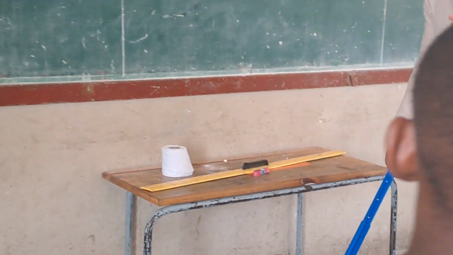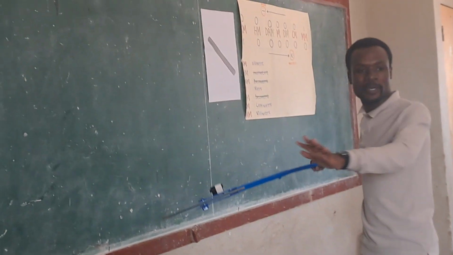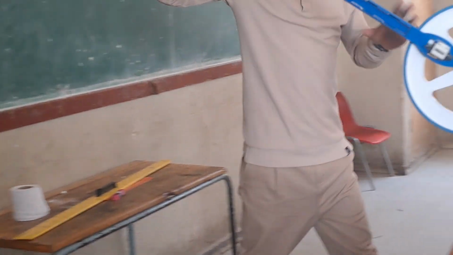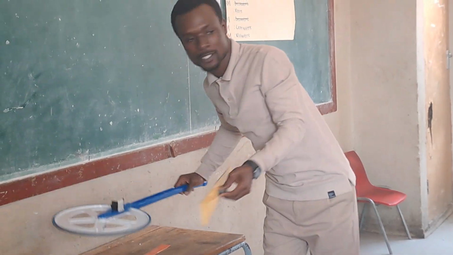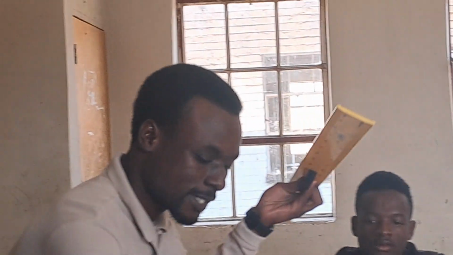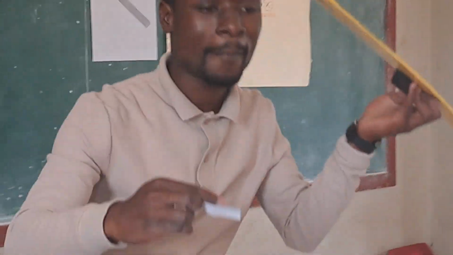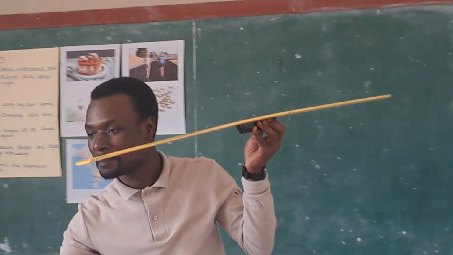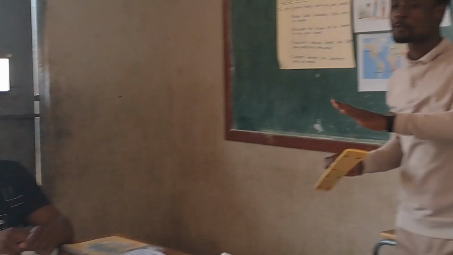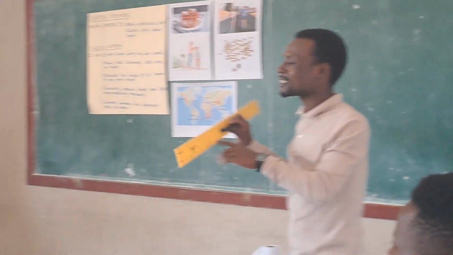I can't use the trundle wheel to measure distance on top of a table. I'm using it on the ground. Then what is the name of this one? Is this a ruler? Almost there. It's a ruler, but it has its own name. It's a big ruler. Anyone try? Meter stick. It's a meter stick.